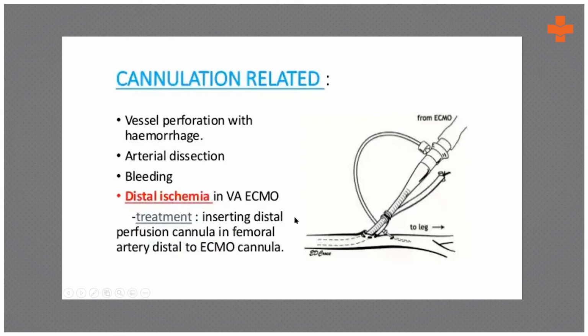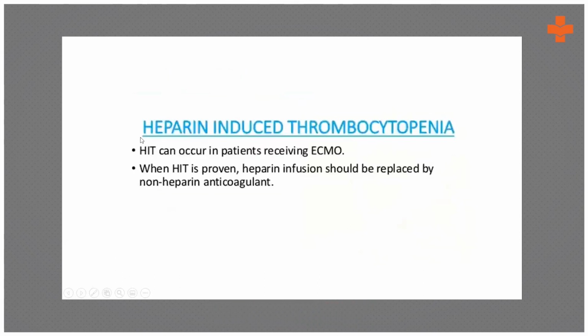And in VA-ECMO, you can also have a problem, because if you look at VA-ECMO, the blood supply is going to the artery in one direction. So the artery to the leg is not supplied by that blood. So this place tends to become black in color. So we put a small outlet of the arterial line in a retrograde fashion, distal to the ECMO cannula. You have something called heparin-induced thrombocytopenia.